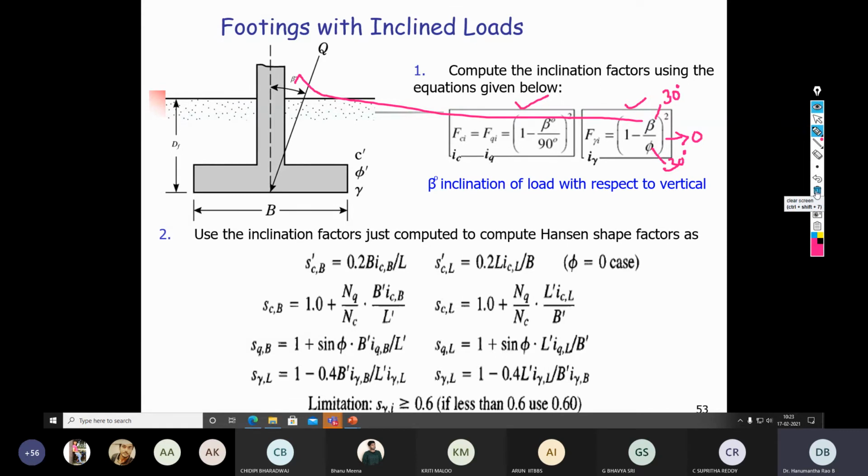So I request for those who did not understand or note down the inclination factors, please note down. FCI and FQI is 1 minus beta by 90 whole square. F gamma I is 1 minus beta by phi whole square. So beta is calculated as 30 degree. So in case of FCI and FQI, it is 1 minus 30 by 90 whole square. So therefore you will get some values of FCI and FQI. In case of F gamma I, it is 1 minus 30 by 30. So what you will get is 0.